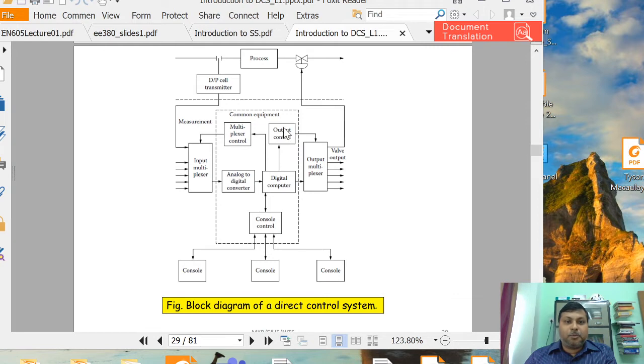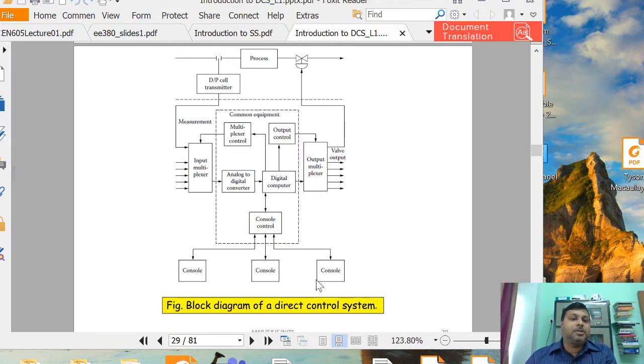This control action is going through the output control to the output multiplexer, and ultimately this control signal is going to the final control element to actuate or control the manipulated variable such that the control objective is fulfilled. Now to interact with this digital computer or this controller, several consoles will be there.